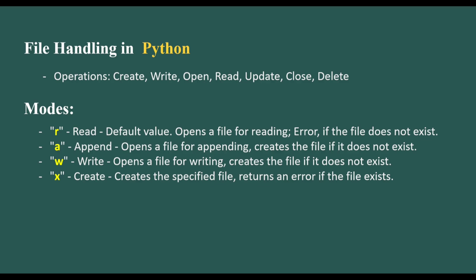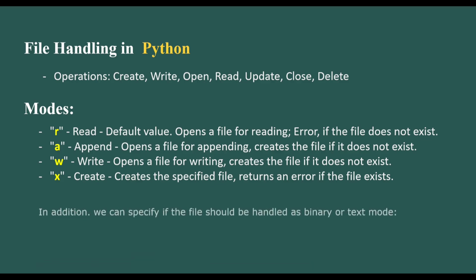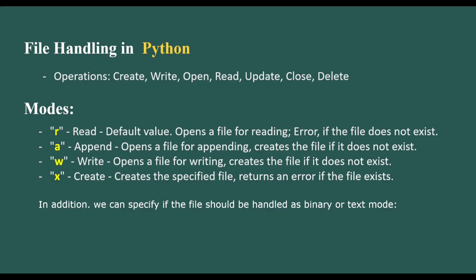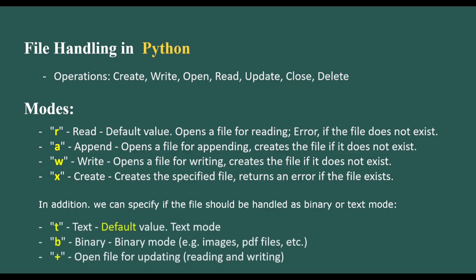Next is X, that is create. It creates the specified file and returns an error if the file exists. In addition, we can specify if the file should be handled in binary or text mode. For that we have T, that is text mode. It is the default value, so if we don't mention it, the file will be opened in text mode.